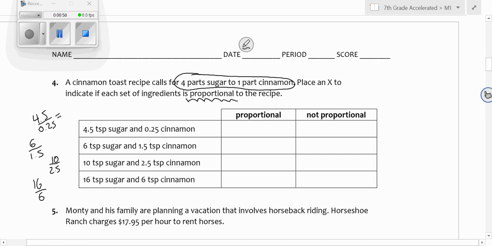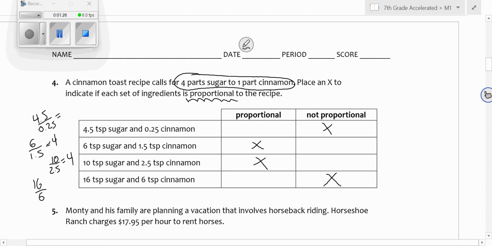This one, I can just tell it's not going to simplify down to 4. 0.25 goes into 4.5 way too many times. 1.5 goes into 6 4 equal times. So this is proportional. This is not proportional. 2.5 goes into 10 exactly 4 times. So that's going to be proportional. And then 6 times 4 is 24, so that does not go in evenly. So that is not proportional.